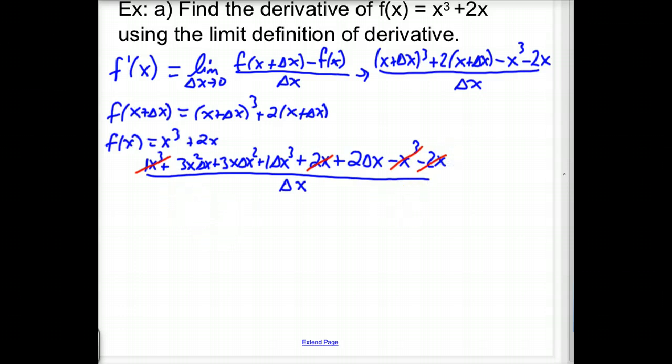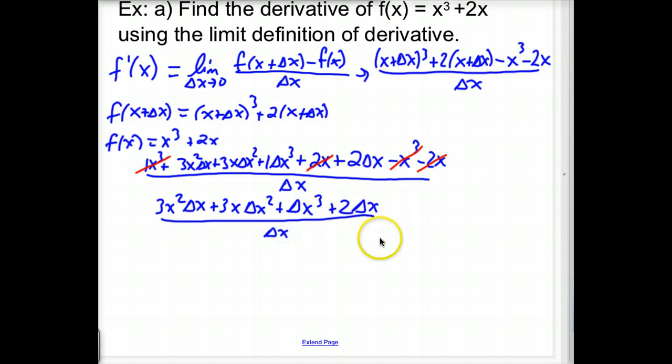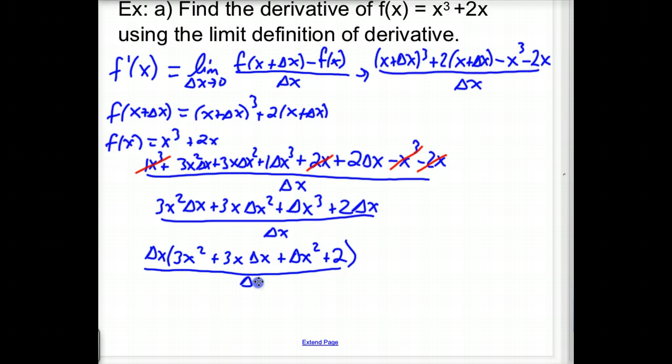So now I've got 3x squared delta x plus 3x delta x squared plus delta x cubed plus 2 delta x all over delta x. So notice I can factor out a delta x. Sorry, don't forget to write the delta x that you're factoring out. 3x squared plus 3x delta x. If I take one of those out, I have 1 left. Take one of those out, I'll have 2 left, so delta x squared. And take that out, I'll have a 2 there. And then delta x. So these delta x's will cancel.